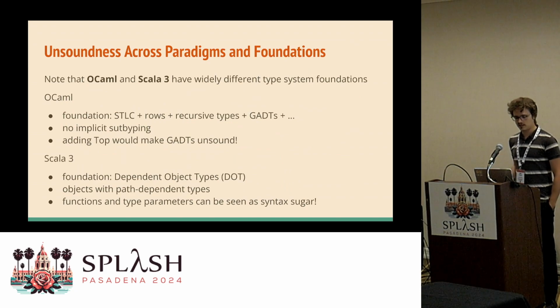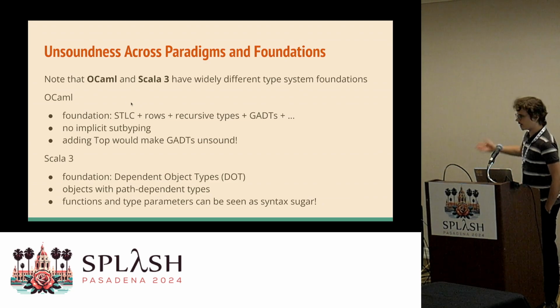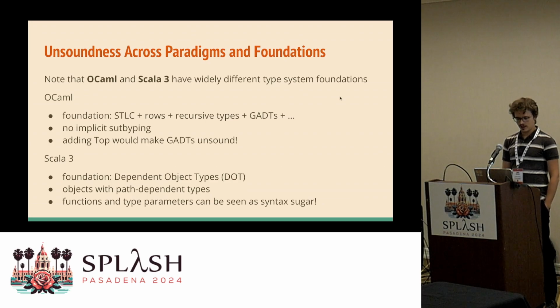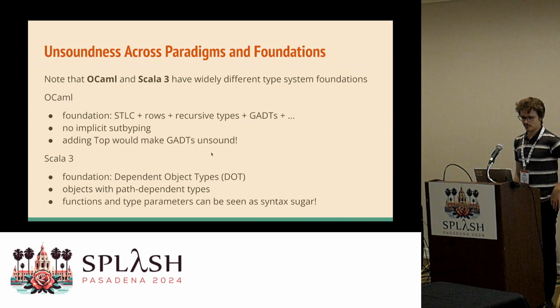What's really interesting is that OCaml and Scala basically share nothing in terms of foundations. They have very different foundations, right? So OCaml is basically a simply typed linear calculus plus some other bells and whistles, like row polymorphism, recursive types, and GADTs. In particular, it doesn't have implicit subtyping, and it has problems with types like top. So it doesn't even have a top type, which would cause problems.